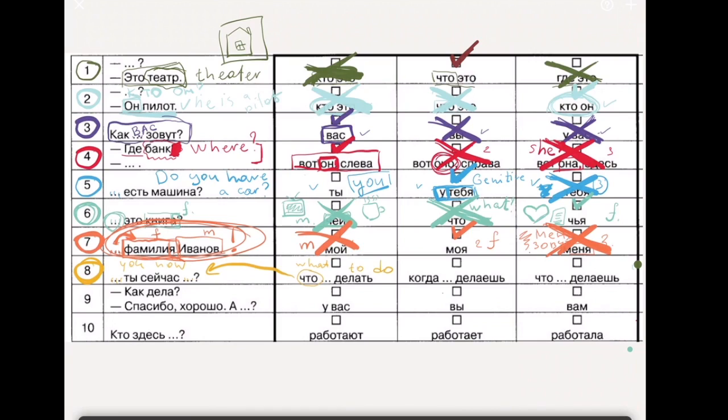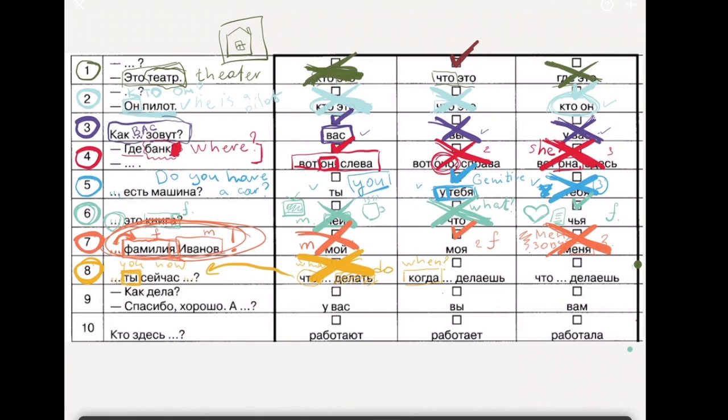Делать. Is it working? Of course not, because we see this ты here. So it can't be infinitive. It just can't, because you know all the pronouns have their own endings. Я делаю, ты делаешь, он делает, они делают. So here, with this infinitive, no, it's not gonna work with this ты. Not working.